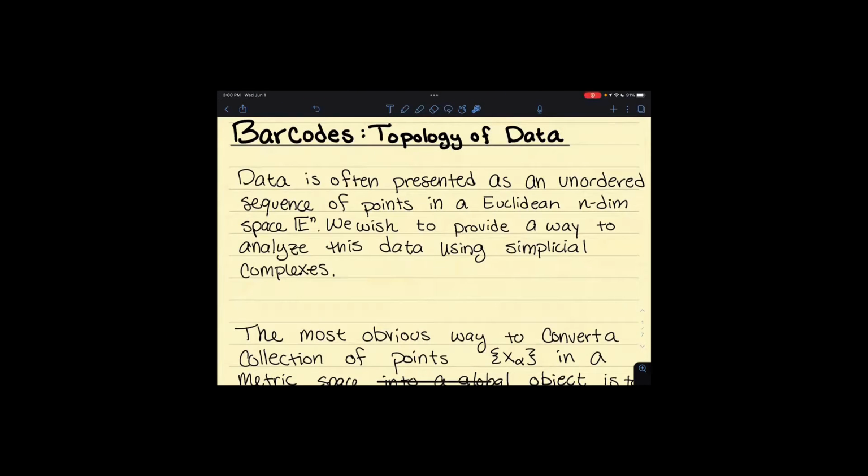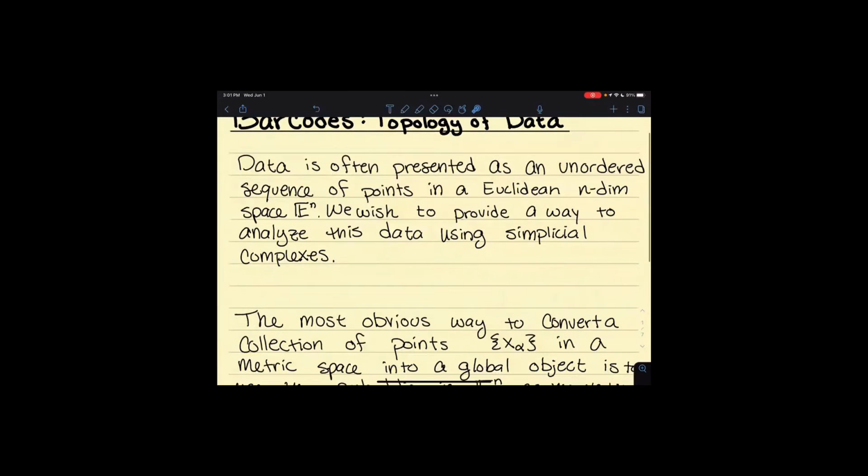So we are going to be looking at barcodes, which are a way for us to look at the topology of data. Data is often presented as an unordered sequence of points in a Euclidean n-dimensional space, which we denote with a blackboard bold E to the n. So we wish to provide a way to analyze this data using simplicial complexes. These are the main tools we've used throughout this quarter, so being able to look at information presented in this way is very applicable to us.